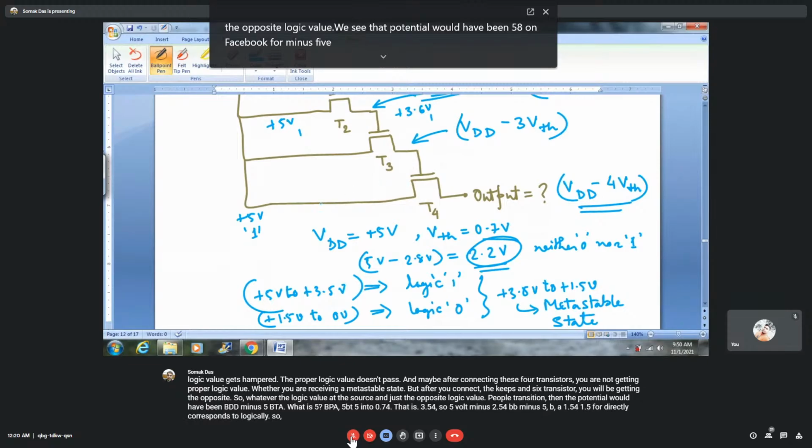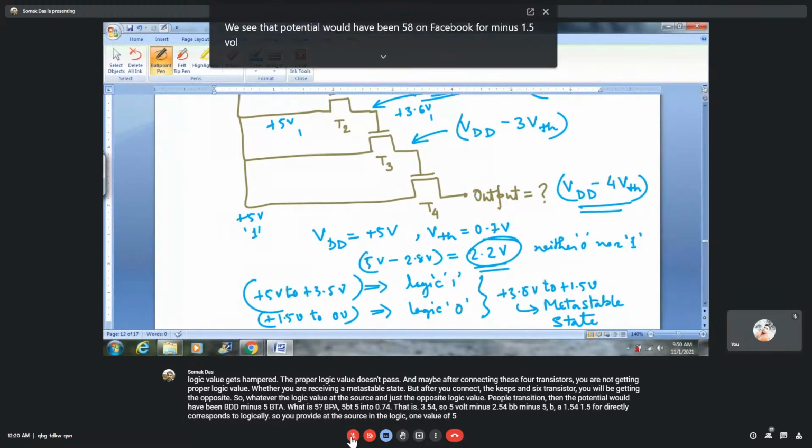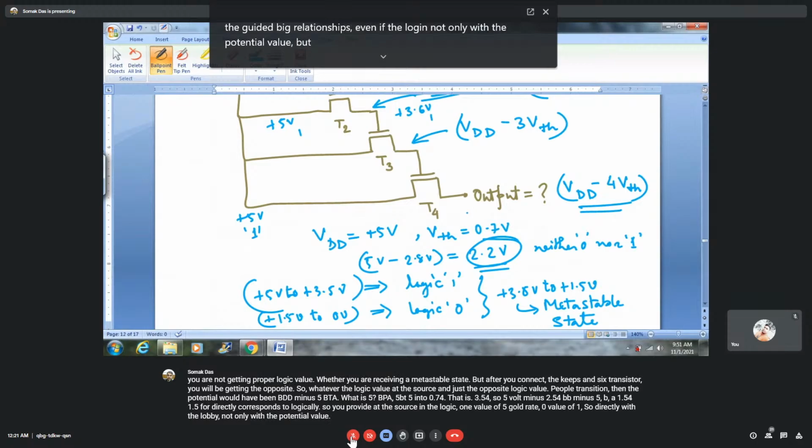So even if you provide at the source end the logic 1 value of 5 volt, you will be receiving at the drain a logic 0 value of 1.5. So direct degradation takes place not only with the potential value, but also with the logic. So totally a faulty logic passing occurs connecting in this pattern.